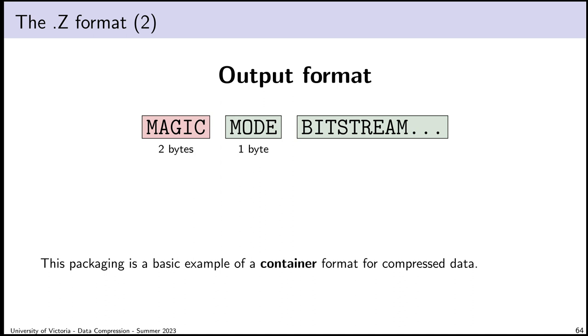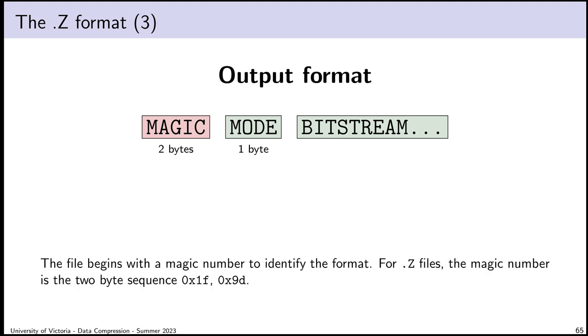And so the .z format is an example of a container format. And generally, our compressed byte streams like to live inside of a container format. We're going to spend a lot of time implementing an existing container format in assignment 2, and then some time exploring our own containment options in assignments 3 and 4.